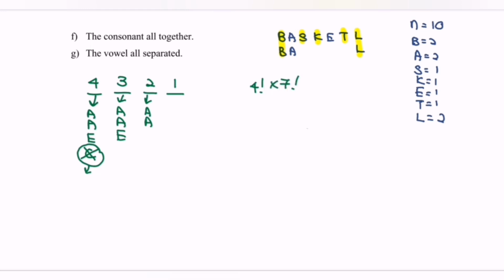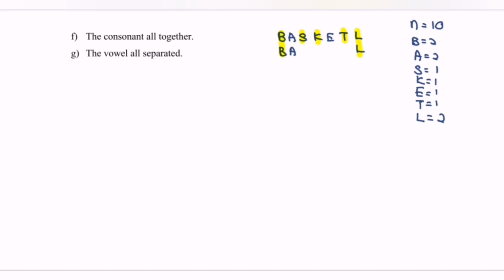Then kindly refer to the situation, and we notice that we have already arranged all the alphabets, meaning that inside the situation there will be repetition cases. For example, we have AA. So what we can do is divide the situation by 2 factorial for A, 2 factorial for B, and 2 factorial for L. So as a conclusion, the answer will be 15120 for situation F, the consonants all together.